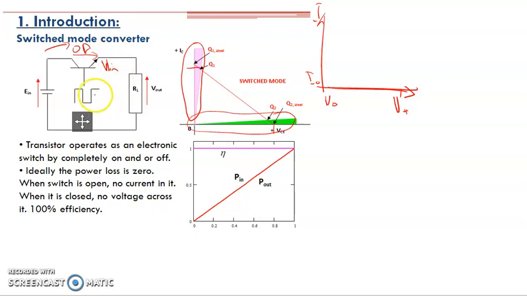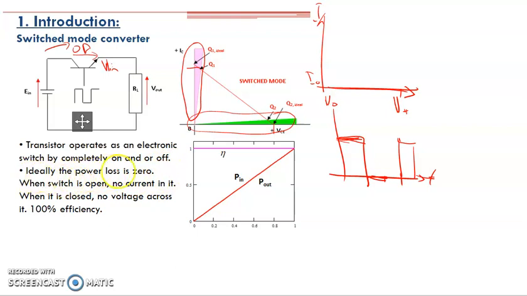But the system we are discussing now is the switch mode converter, which uses either fully on or fully off. Just now we used linear mode, but this one is fully on, at which time the voltage across the load is on, or at zero. Then next cycle on and zero. So the transistor operates as an electronic switch by being completely on or off, switch on or switch off.